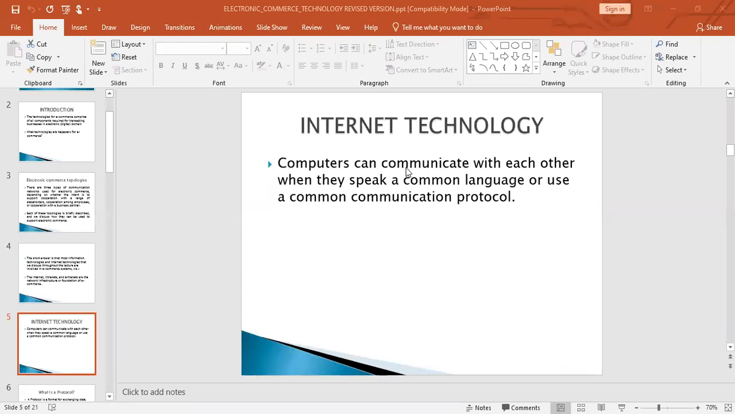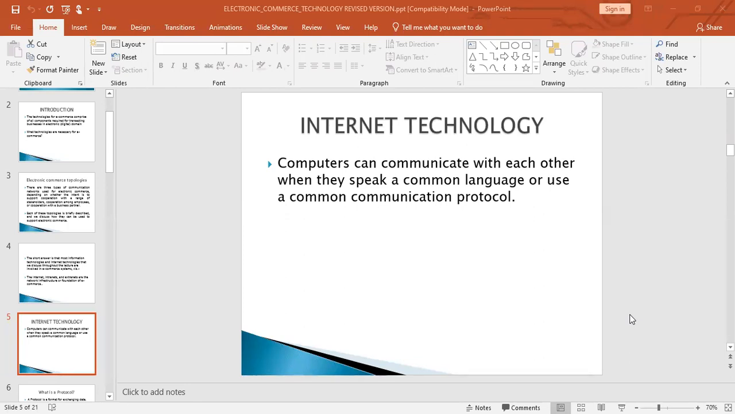And the story is not different for computers. Just like human beings, we need to speak in a common language before we can understand each other. Computers also can only communicate with each other when they all speak a common language. So for me to send a message from my end to a recipient at the other end, for the recipient to receive the message just as I intended it, the two computers, my system and that person's system, should be able to speak in a common language.